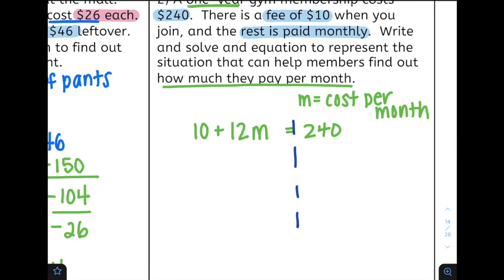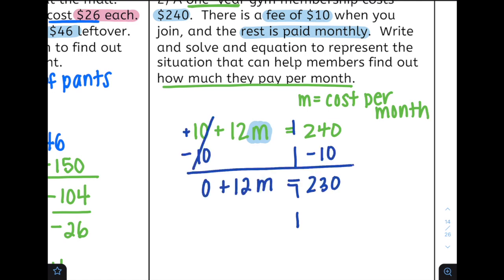I'm going to make sure I isolate my variable to solve for M. I'm going to take my inverse operation and divide this by 12. And remember, if you're adding by 0, that can disappear. Divide both sides by 12. You're going to get M equals 19.166 repeating. So here we know we're talking about cost, so we can round.